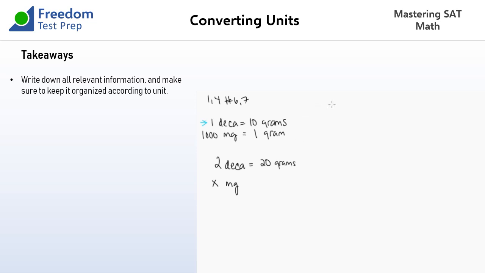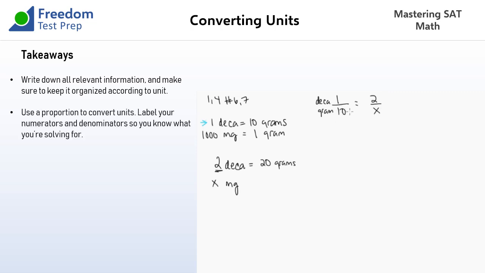So for converting, we use the original conversion that they give us. 1 deca is 10 grams. And I'm just going to write that over here. Okay, so we have deca on the top and just grams on the bottom. We're trying to figure out what 2 decagrams is. So we're going to make that equal to 2 deca. And what we're trying to find is how many grams that is.